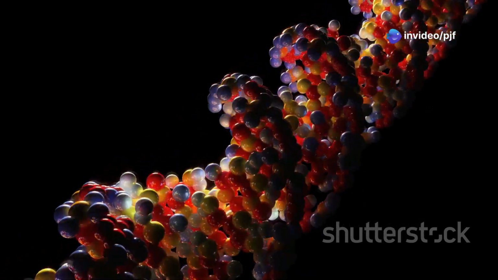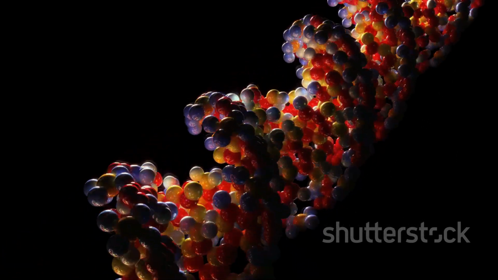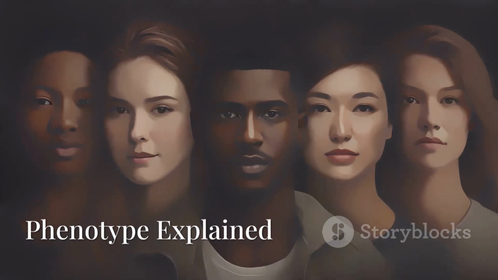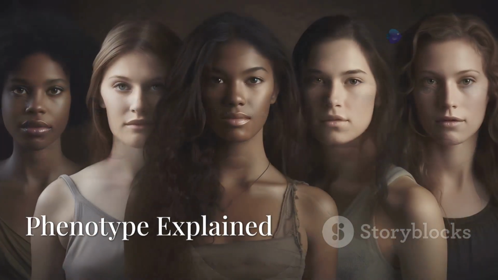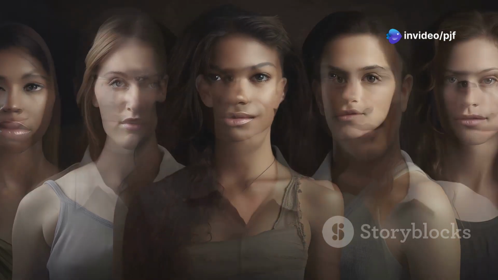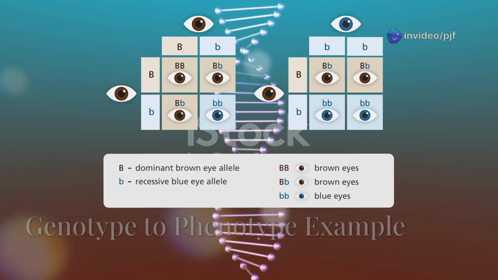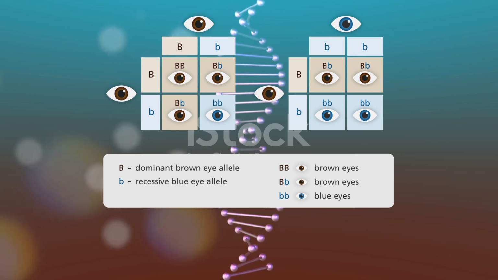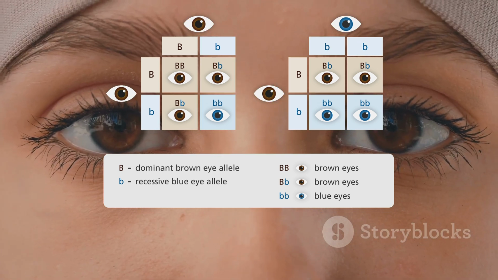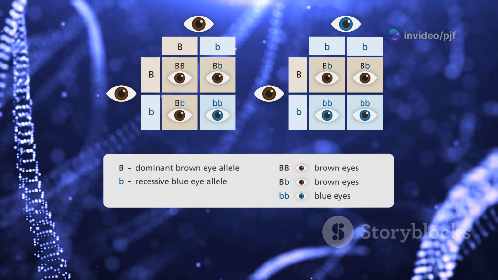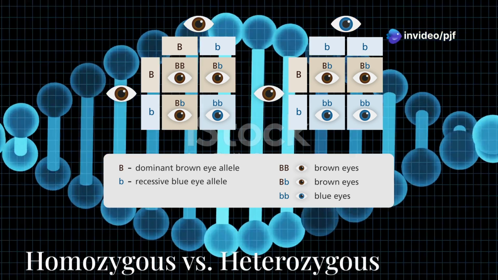Now, let's talk genotype versus phenotype. Genotype is your actual genetic makeup, like the coding behind the scenes. Phenotype is the look, what actually shows. So if your genotype is BB for eye color, your phenotype is brown eyes. Because B is dominant and overshadows little b like it's a younger sibling borrowing your clothes.